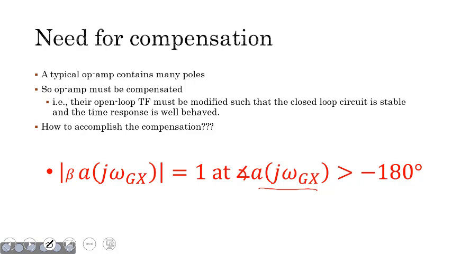In this, for any value of beta factor, as we know, the feedback factor can range from a value of 0 all the way up to a maximum of 1, right? So for any beta in this range, when the loop gain magnitude is equal to 1, we need to ensure that the phase value is greater than minus 180 degrees.